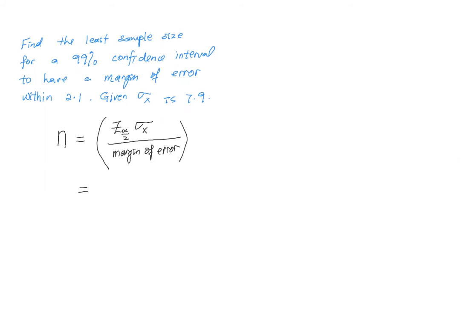Usually, I will write the Z alpha over 2 for 99, 95, and 90 down in my notes so that I don't have to get into the calculator and do it over and over again, because these are the few common ones. Okay, Junjae, what is your answer? Z alpha over 2?